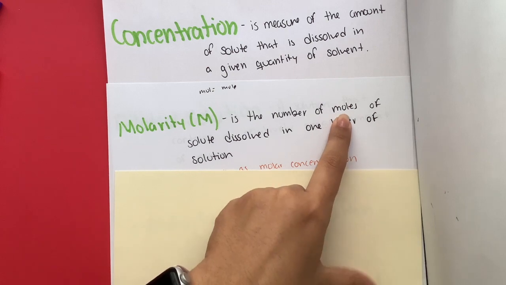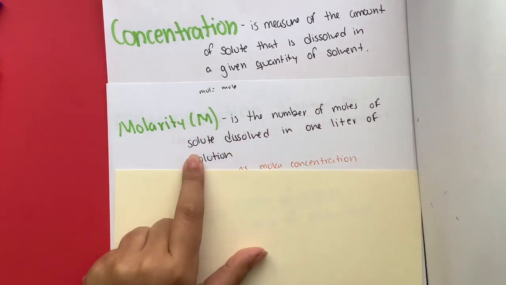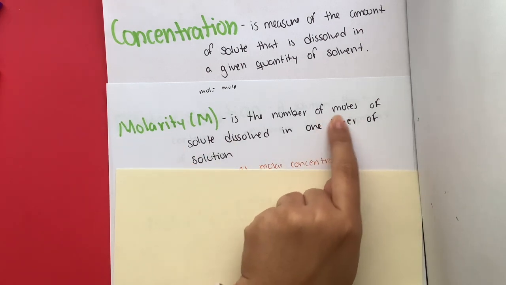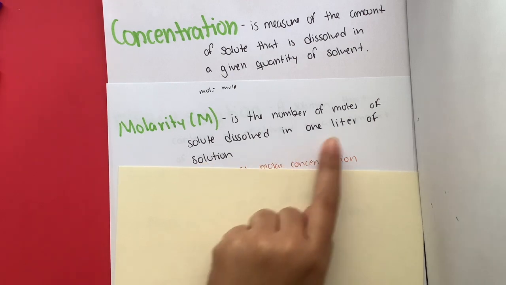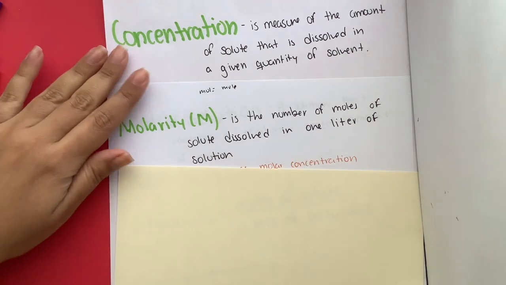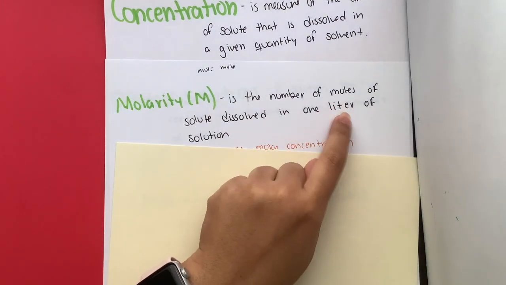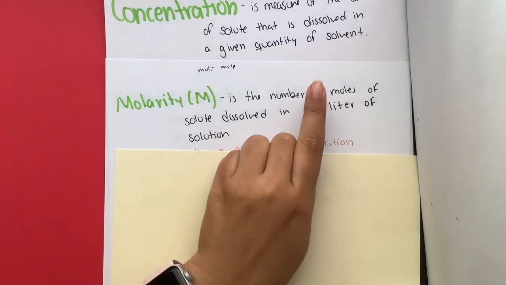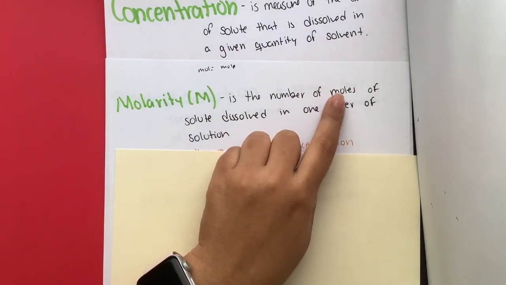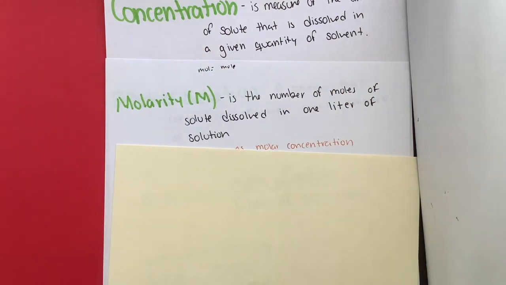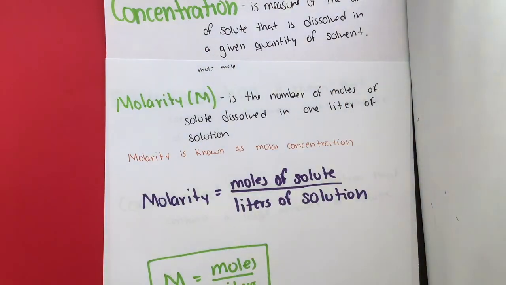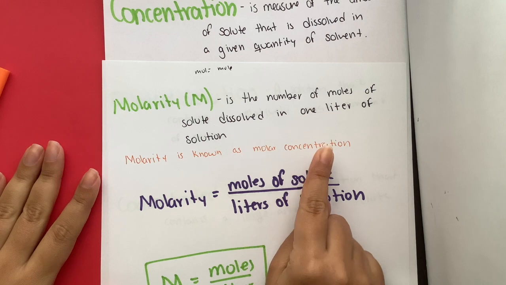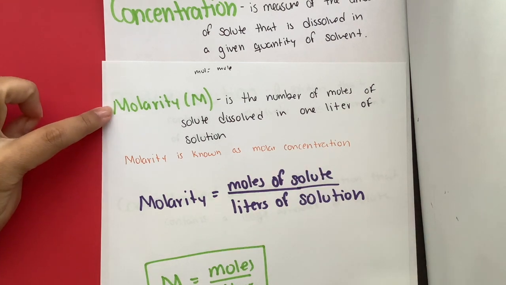Remember that moles tells us how much solute has been dissolved in liters of solution. So here the unit for how much solution we have is going to be liters. Because remember, we could use a graduated cylinder to measure liters or milliliters and then convert it into liters. And we could use a scale to measure grams and then go from grams to moles using the molar mass. So molarity is known as the molar concentration. Whenever you see the words molar concentration, you know that we're talking about molarity.